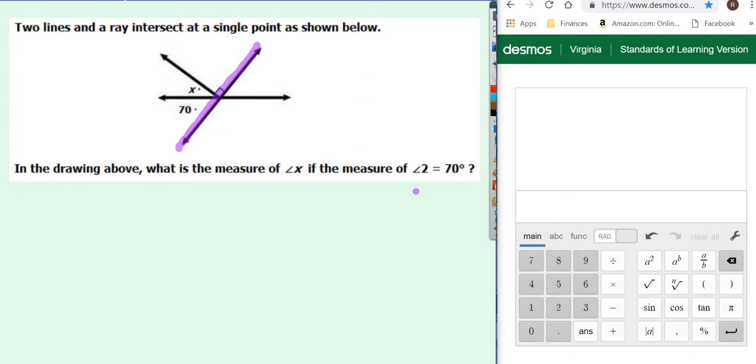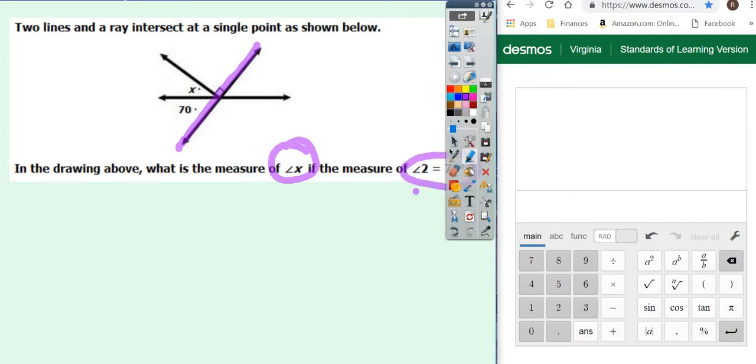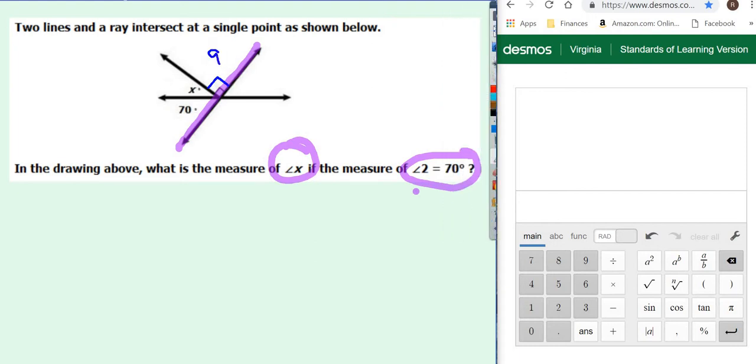Now, they're telling us that they want to know the measure of x and that the measure of angle 2 is 70. So they've already told us that, but there's actually a little bit more information that they've given us. If you notice, there is a square here. That square means 90 degrees. So if this part of that angle is 90, then you know that this second part is also 90, because 90 and 90 is 180.